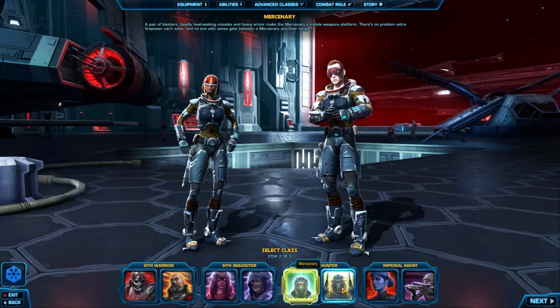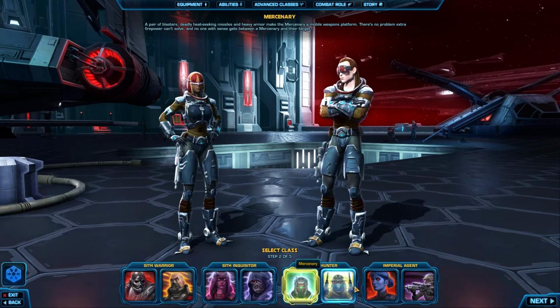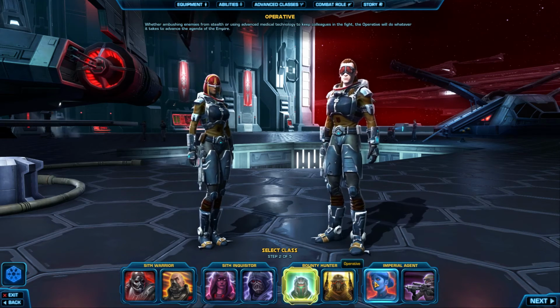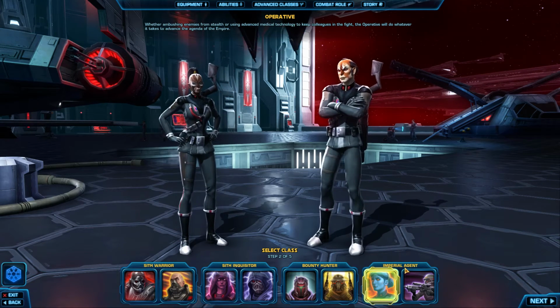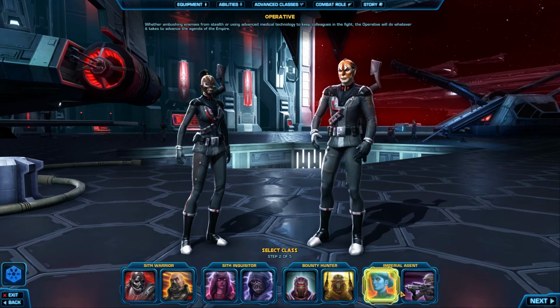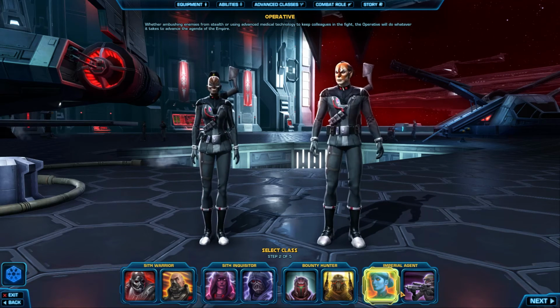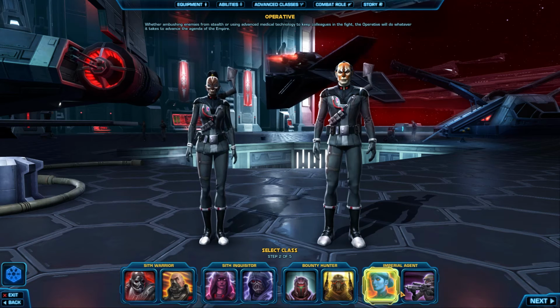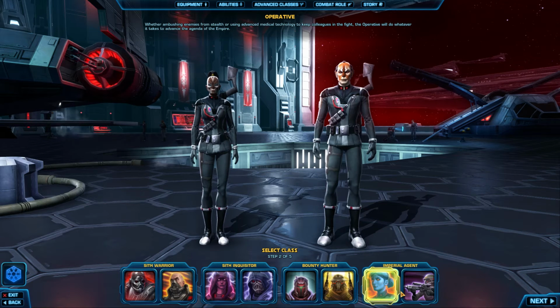Right? The Vanguard, by the way, or the power tech, can also be a tank. I don't know if I mentioned that. The operative. So the Imperial Agent, the operative is sort of like the stealth characters as well. It can actually go invisible, and it also can be a healer or a range DPS.